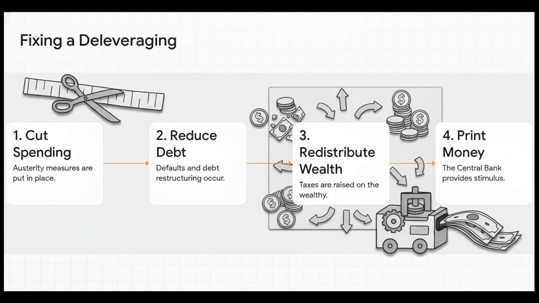So, policymakers have to turn to 4 other tools. First, cut spending. That's austerity. Second, reduce the debt through defaults. Third, you can redistribute wealth through taxes. And fourth, the most controversial one, the central bank can just print new money. The key thing is, you can't just rely on one. You need a delicate balance of all 4.